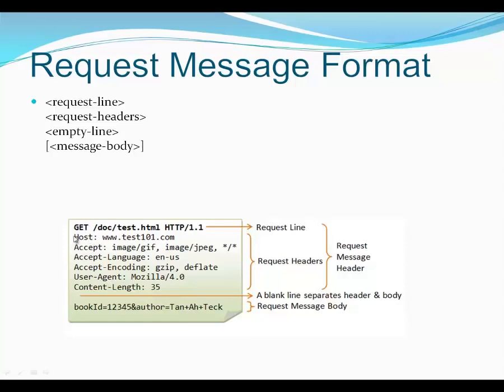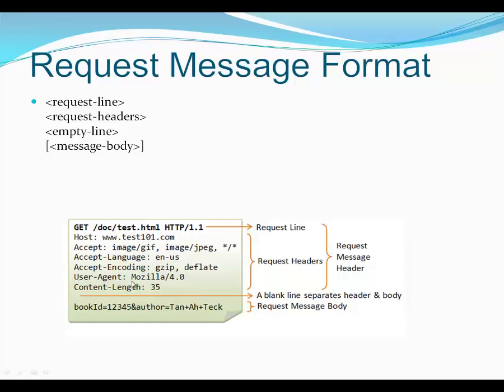Now the next lines start with HTTP message headers. These are all request headers. Host is mandatory in HTTP 1.1. It was not there in 1.0. Host is www.test101.com. Then Accept: image/gif, image/jpg. So it says what all things are accepted. What language do I support? The browser says I support en-US. Then what compression mechanism do I support? I support gzip and deflate.